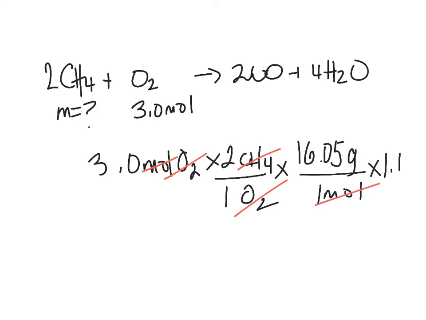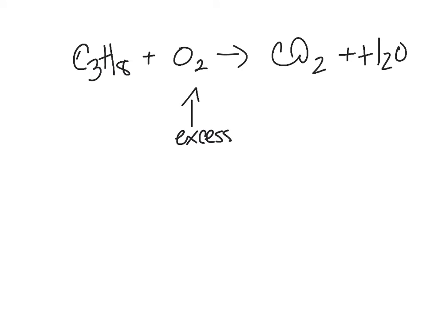So the 1.1 at the end is if you need the 10% extra propane for two reasons. One, so you get complete combustion, and second, so you're efficiently using your fuel. If you don't get all the energy out of propane, you're wasting your money. So, you want the oxygen to be in excess.